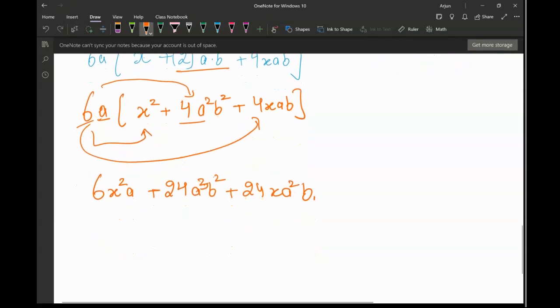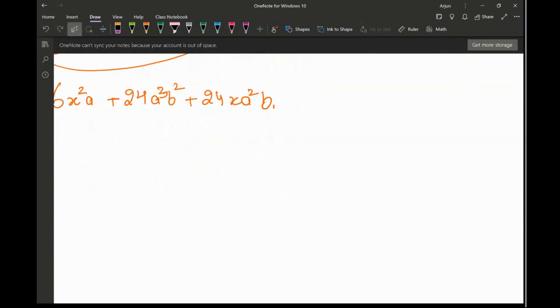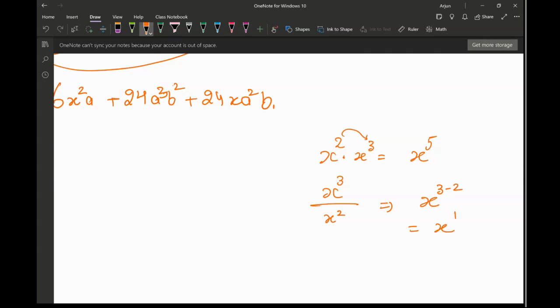Now I'm going to talk briefly about the exponent rules also, so that you can be clear about how to use the exponents, because we are using a lot of exponents. If it is x raised to the power 2 times x raised to the power 3, the final answer will be x raised to the power 5, meaning the exponents will add up. If it is x raised to the power 3 divided by x raised to the power 2, then the exponents will subtract: x raised to the power 3 minus 2. That will give you x raised to the power 1.